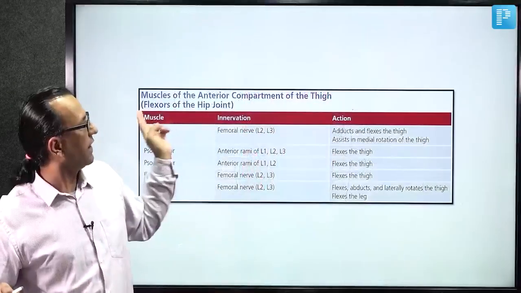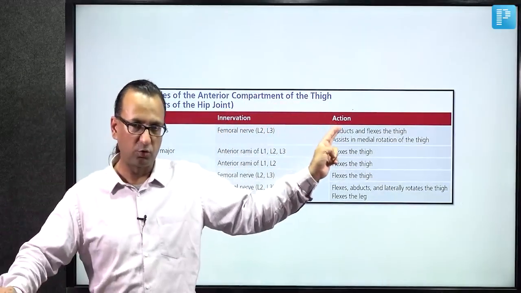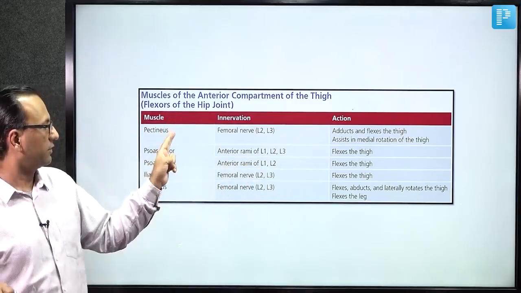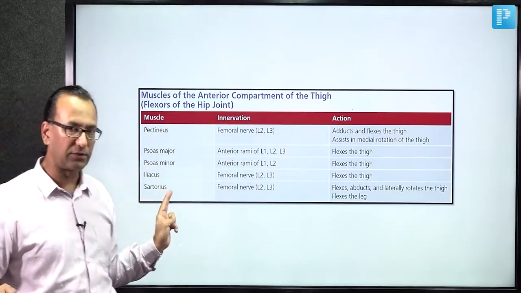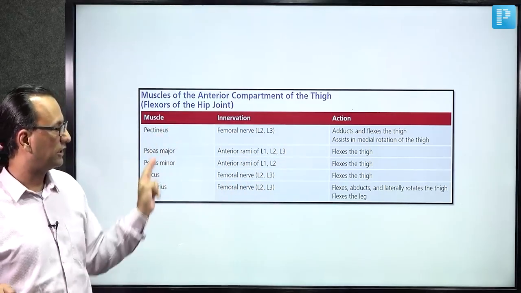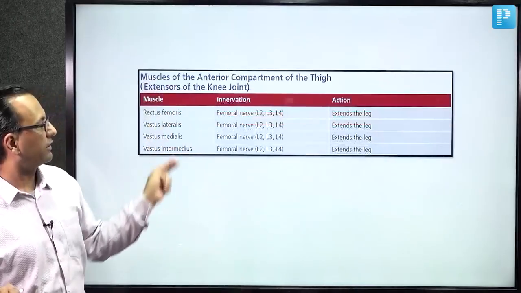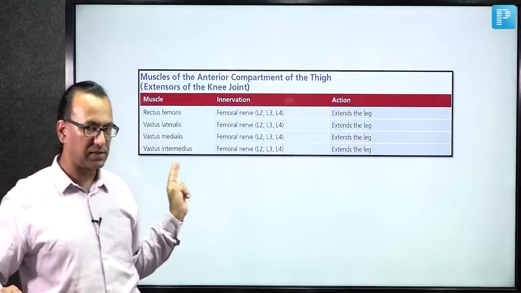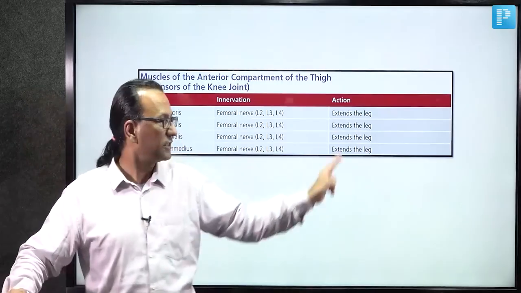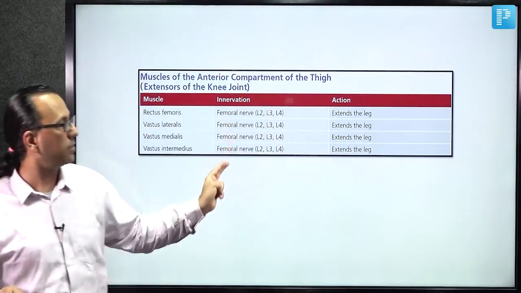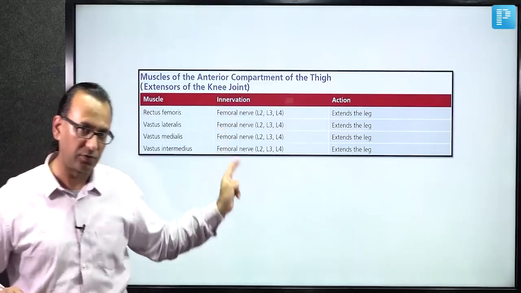As you see, muscles of the anterior thigh compartment, I told you there are two groups. One is pectineus, working with the sartorius and rectus femoris along with iliopsoas, the chief muscle of hip flexion. Whereas as you talk about the quadriceps femoris, there is one rectus and three vasti. They are pulling the tibia anterior for knee extension, all supplied by the femoral nerve, root value L2, 3, 4.